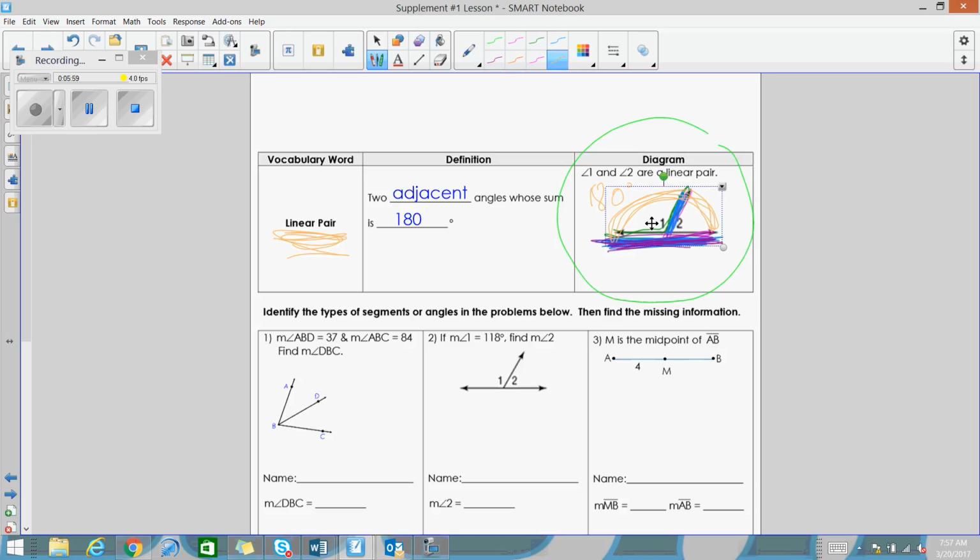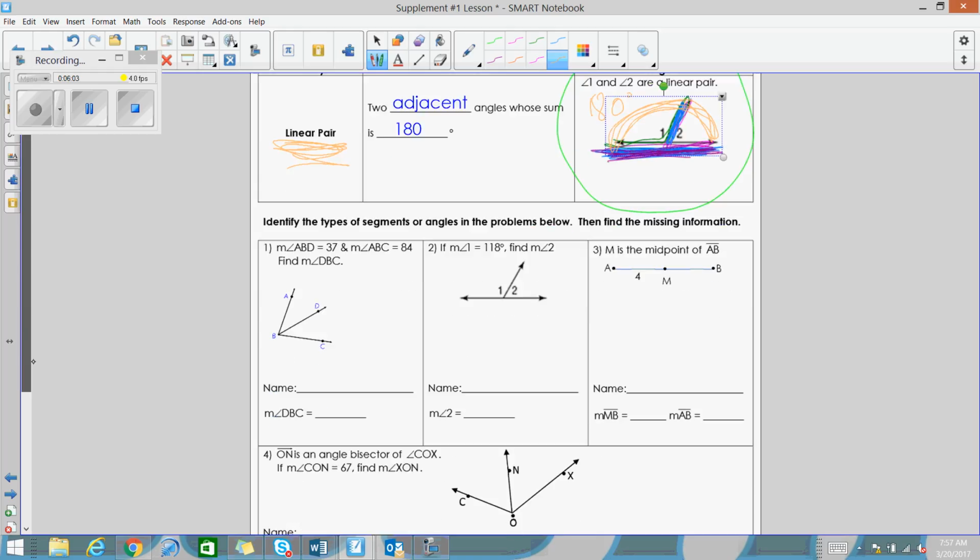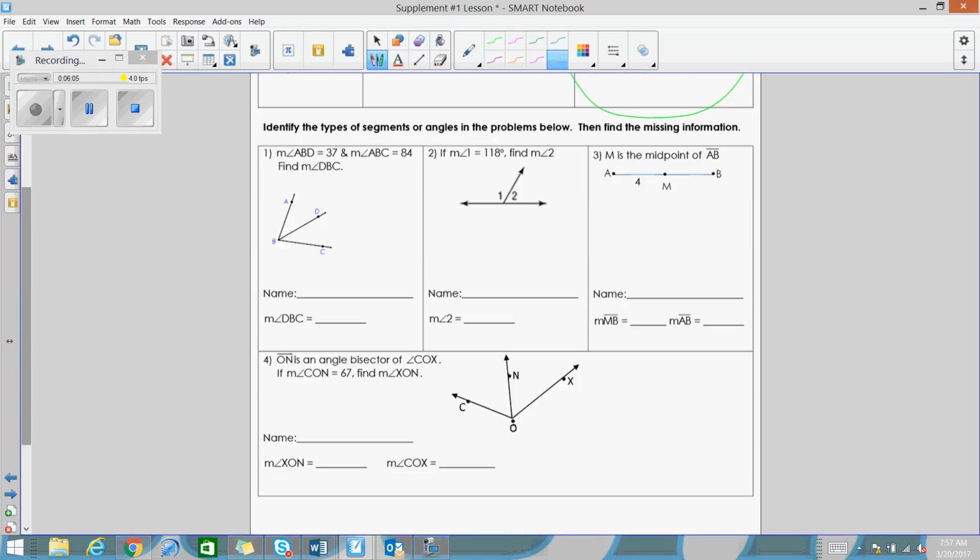So it's going to be important that we can pick out linear pairs. All right, so let's take some problems and do some examples down here. It says, identify the types of segments and angles in the problem below. Find the missing information. I tell you different angle measures for different things. So starting with number 1.